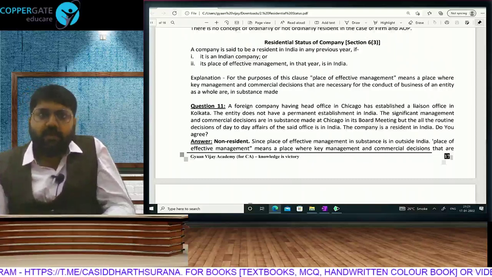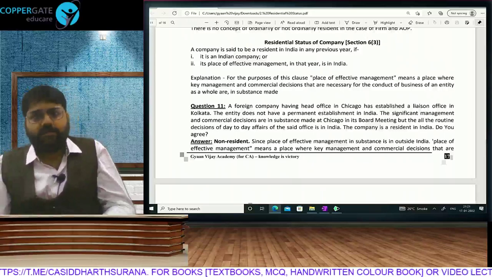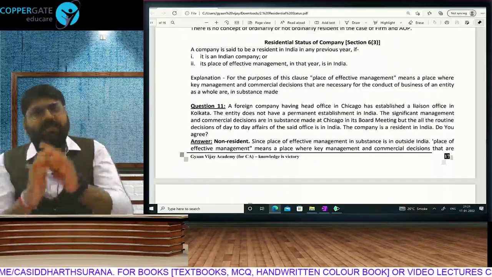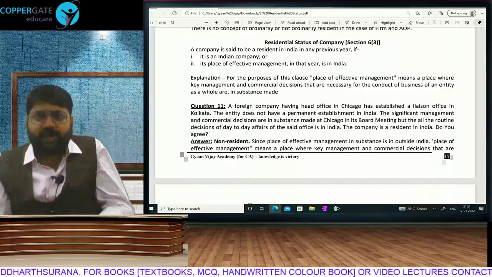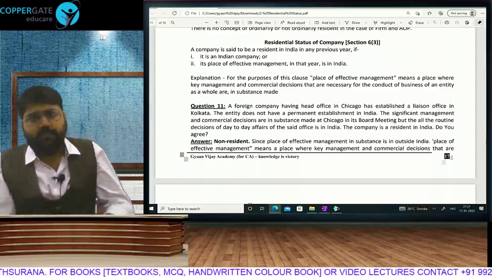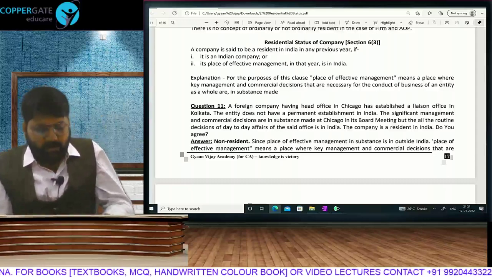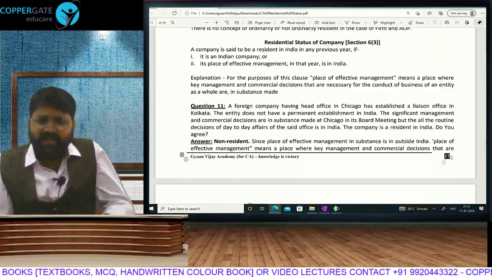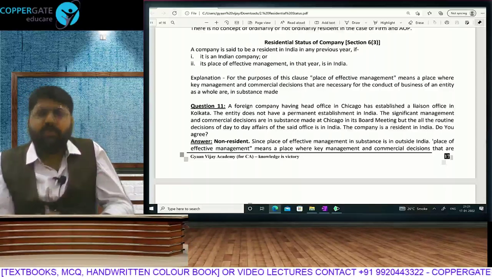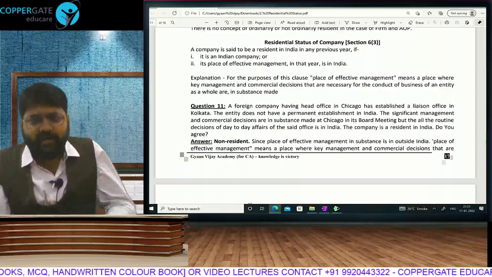What is the answer? An Indian company will be always resident, no need to check anything. And a foreign company will be resident only if POEM is in India, correct? And no further classification into ordinary, not ordinary.